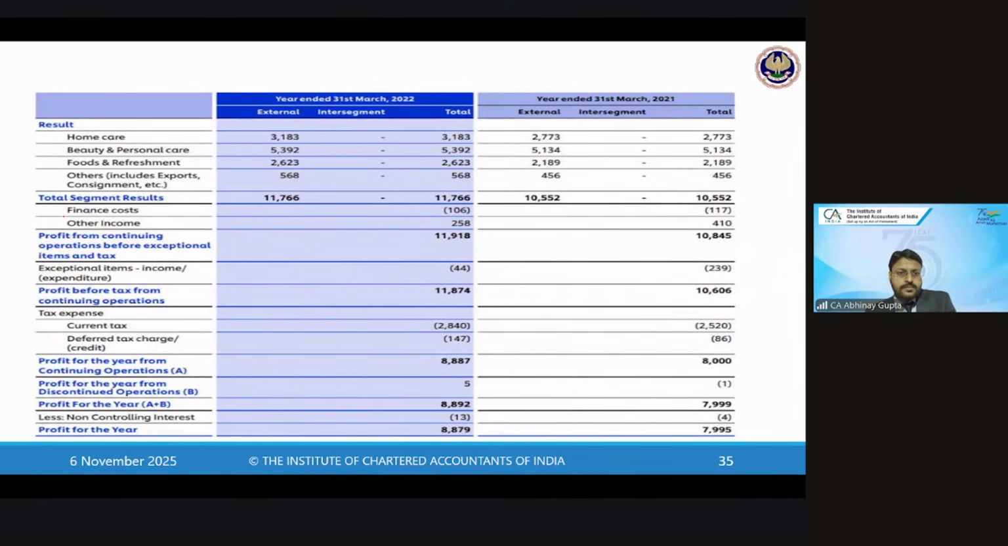So results means the overall revenue, then finance cost, other income, then profit from continuing operations, then exceptional item, if any, then profit before tax, then tax expense, current tax, deferred tax, then profit from continuing operations after tax, then discontinued, if any, then total profit, and then non-controlling interest, and then profit for the year, right? So this is how the segment disclosure is prepared, right?